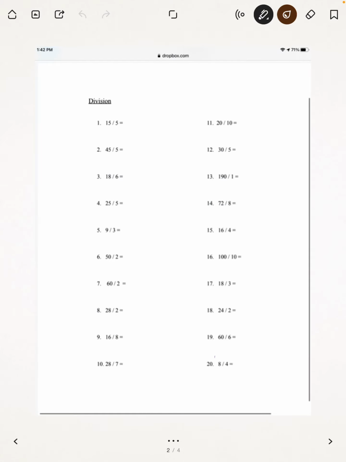Moving on to the next page, we have division, and I'm going to start off by doing number 3. So we have 18 divided by 6. We're going to first draw the division sign. Remember that the first number goes on the inside and the second number goes on the outside. So we see how many times does 6 go into 1, and 6 doesn't go into 1. So we move on to the next number, which is 18. How many times does 6 go into 18? Well, 6 times 3 is 18. So 6 goes into 18 3 times. Then we subtract and get 3 as our answer.